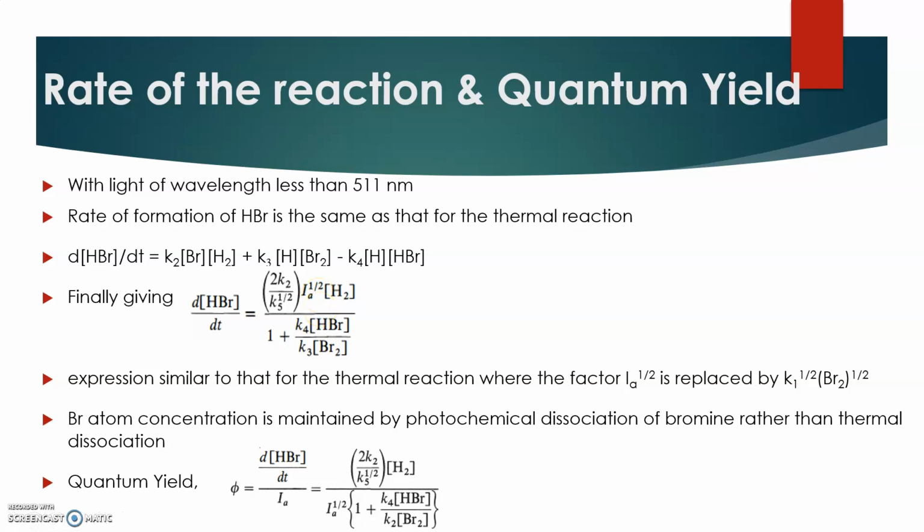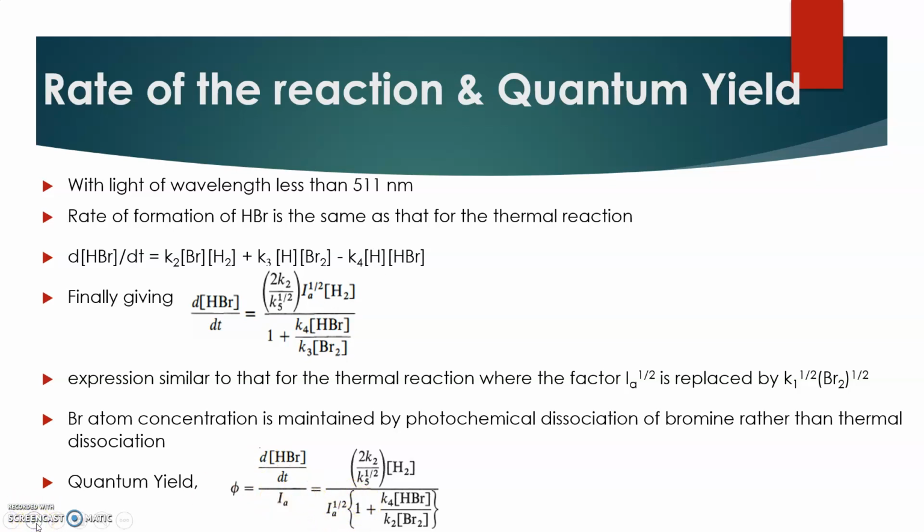That is, bromine atom concentration is preserved by photochemical dissociation of bromine rather than the thermal dissociation. This consequently makes the quantum yield inversely proportional to the square root of intensity, and this quantum yield increases with increase in temperature.